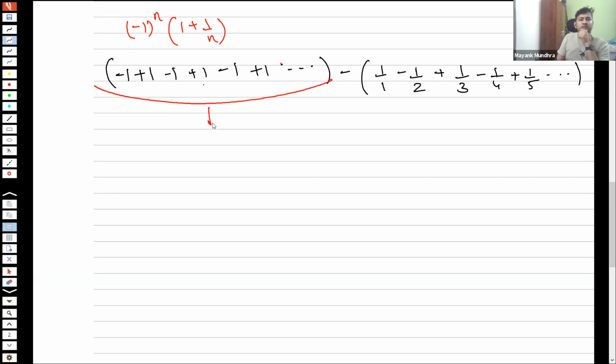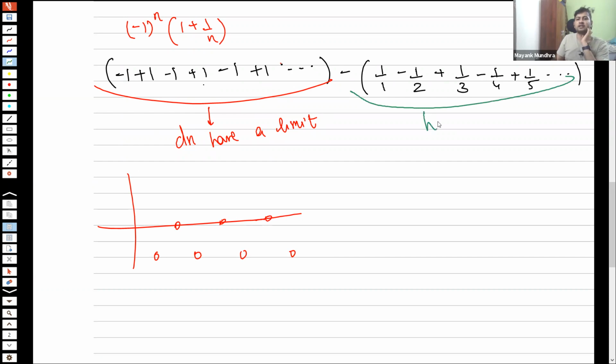Now this sequence does not have a limit. Because you see, it is minus 1, then you add another n, it becomes 0. Then you add 3 numbers, it becomes minus 1, then again 0. So this is a sequence which oscillates between 0 and minus 1. It starts from minus 1, then becomes 0, then minus 1, then 0, and minus 1.